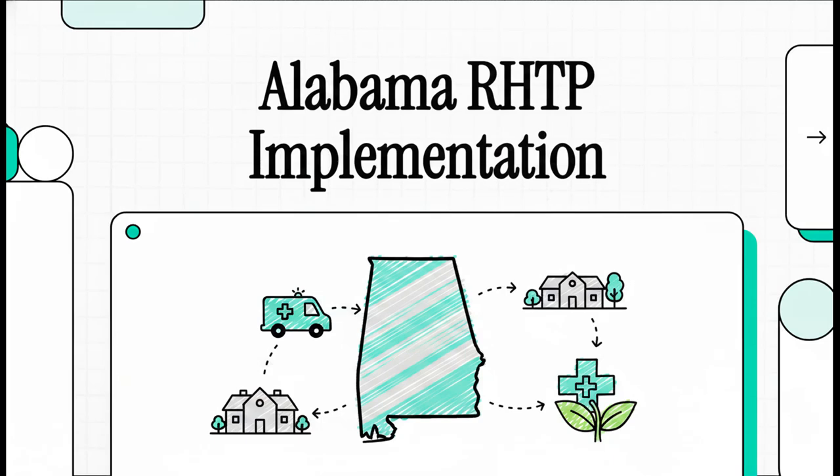Welcome to this explainer. In our 50-state series, we're bypassing general program summaries to focus strictly on how individual states are operationalizing the CMS Rural Health Transformation Program. Today, we're looking at exactly how the state of Alabama differentiates its implementation strategies under the federal guidelines.